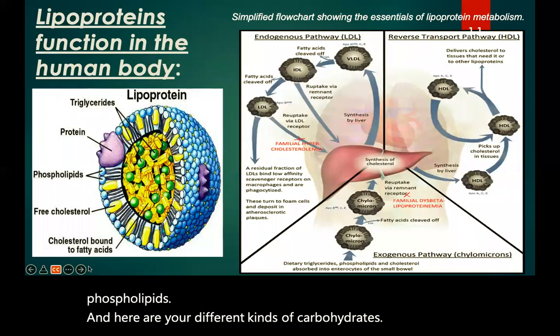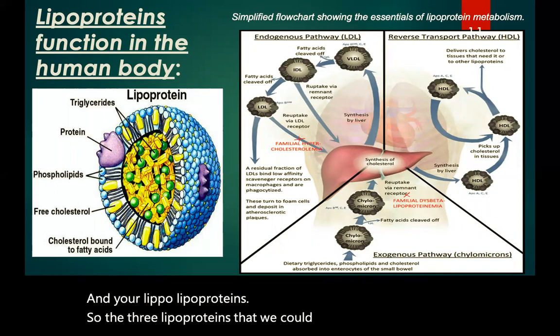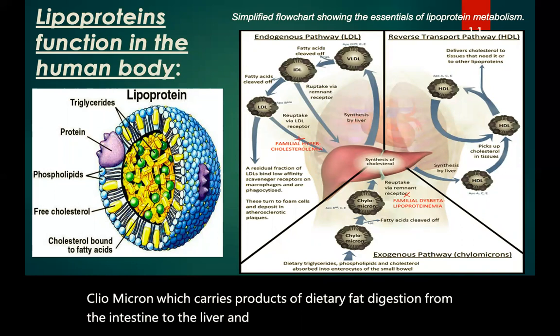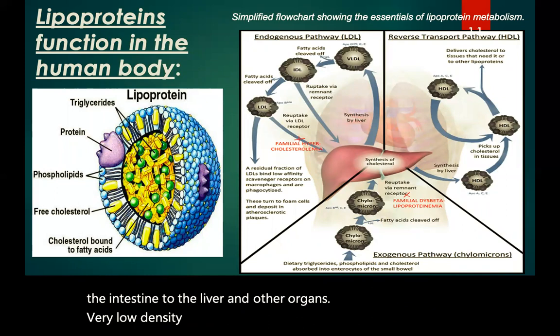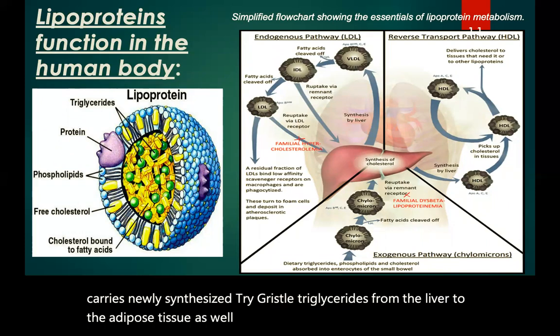And here are your lipoproteins. So the three lipoproteins that we could identify are chylomicron, which carries products of dietary fat digestion from the intestine to the liver and other organs. Very low density lipoprotein, called VLDL, which carries newly synthesized triglycerides from the liver to the adipose tissue, as well as to other organs and tissues.